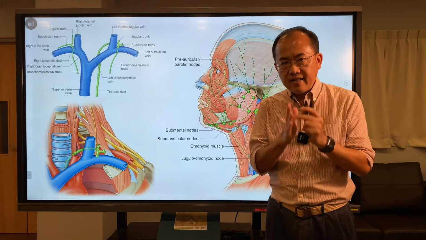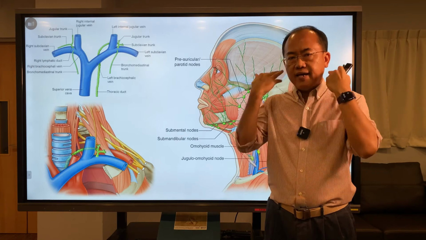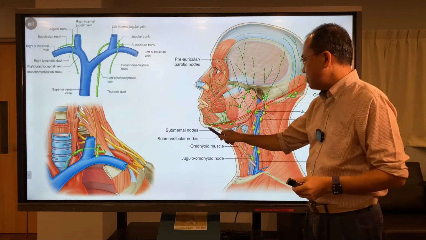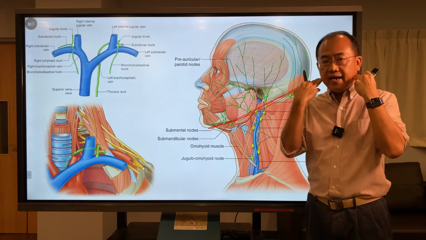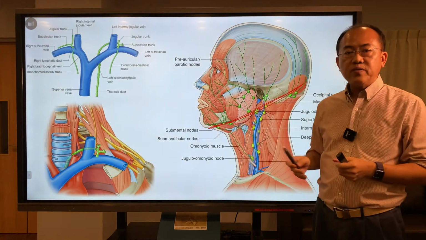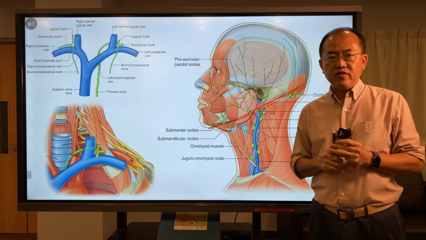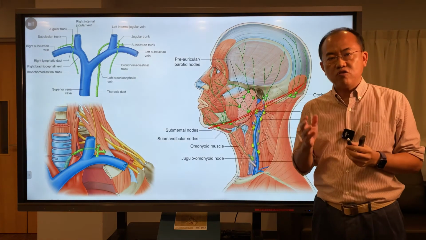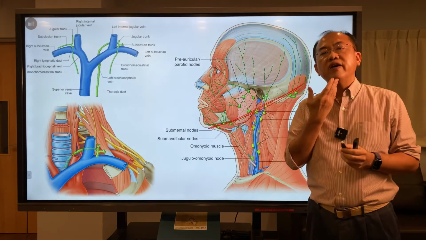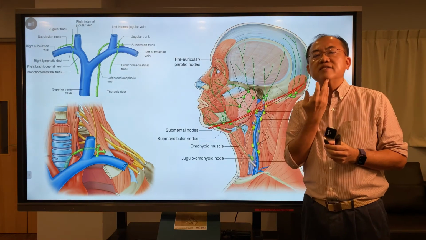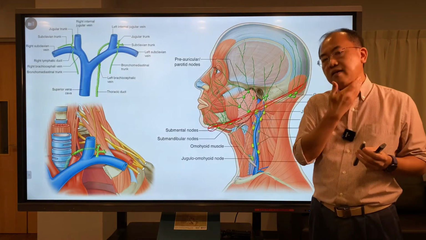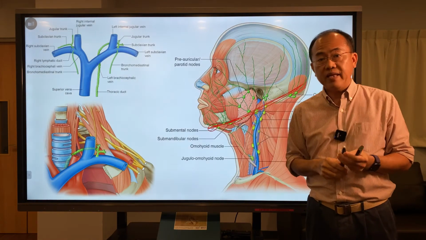Okay, there's another group of lymph nodes between the neck and the head. It is situated at the junction between the neck and the head, right? So this one we call the cervical lymph nodes. Of course, the cervical lymph nodes are further subdivided into subgroups. This one underneath the chin, we call this submental. This one underneath the mandible, very good, submandibular.